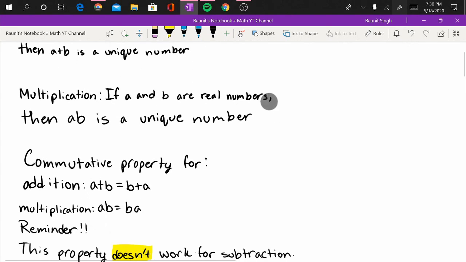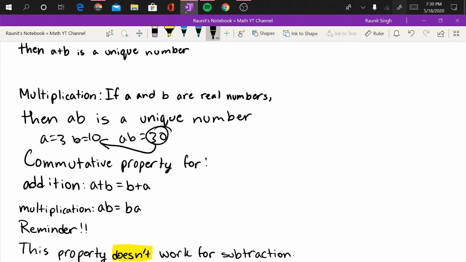Okay, so now for multiplication, it's the same thing. So say a equals 3 and b equals 10. AB is going to be equal to 30, which is completely different than the values of A and B.